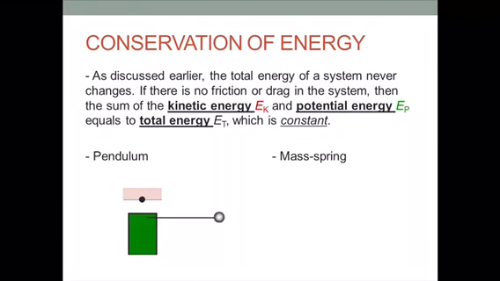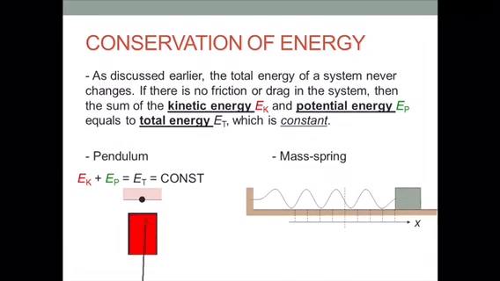This is because potential energy is the energy that has potential to do something, in this case, to turn into kinetic energy and move. And as we can see, the sum of kinetic energy and potential energy at any given point of time equals to total energy, which is constant.